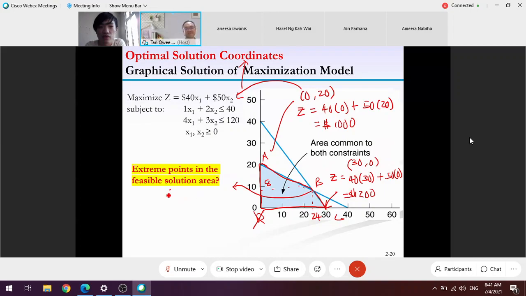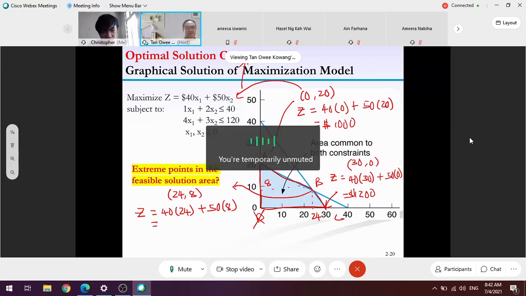So if B is 24.8, what is Z? 40, 24 plus 58. How much? Try to calculate, someone. Quiet, very quiet. Sorry, 13, 15. Bear with me. I need to drink more water.